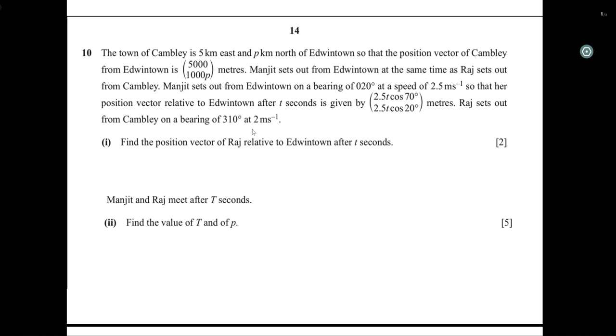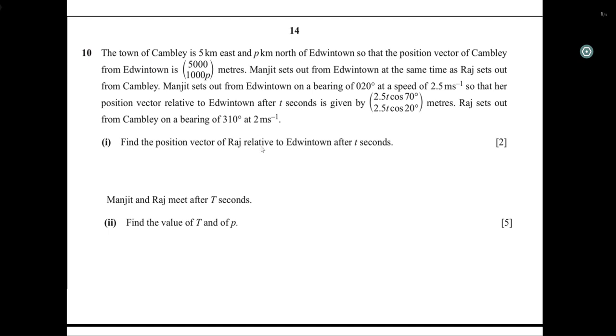Alright, this is one of the IGCSE past year questions. I think it's a 2016 October-November Paper 2 for Additional Mathematics. This is question 10, and of course this is one of the questions my Facebook student actually asked me. I guess he or she said this question is quite hard.